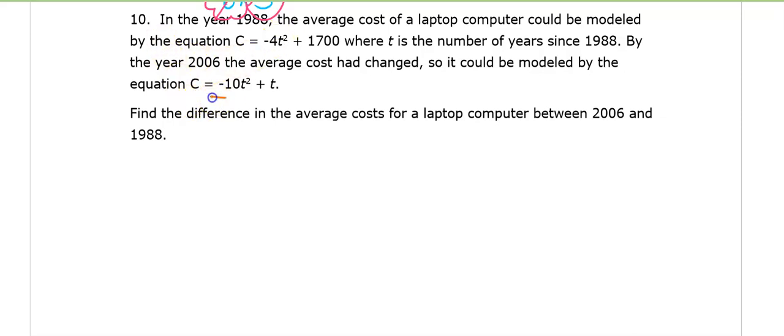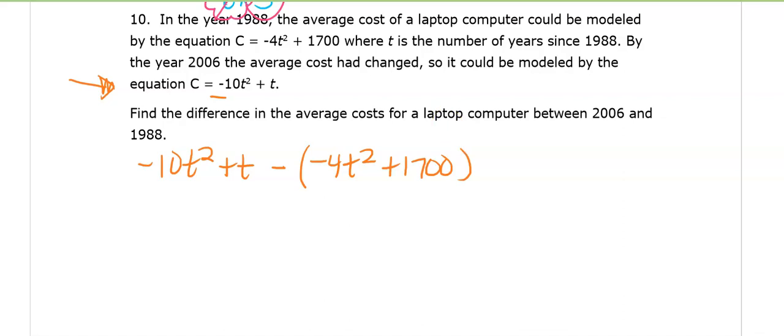We know that difference is subtract. Let's find the difference. So 2006 comes first, which is this one right here. So I'm going to do my negative 10t squared plus t minus, and I have to put it in parentheses, negative 4t squared plus 1,700. And I'm going to do this in a different color just so that we see it a little bit better. So when I do negative times a negative, that makes that 4t a positive, and it makes that 1,700 a negative. Now I'm going to combine my like terms.